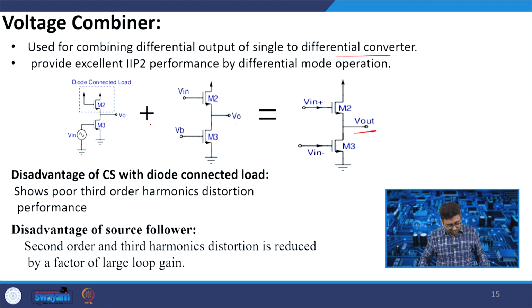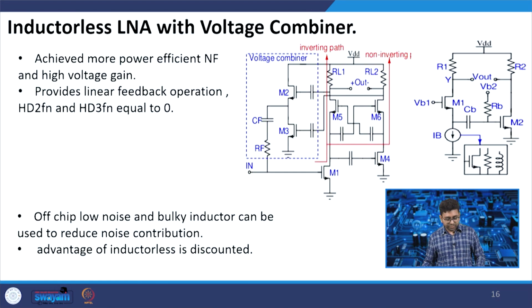What is the disadvantage of common source with a diode connected load? It shows poor third order harmonic distortion performance. And the disadvantage of a source follower is that second order and third order harmonic distortion is reduced by a factor of a large loop gain. So various configurations can be used to do the voltage combination, and we can use an inductorless LNA with a voltage combiner. Here the voltage combining has been done, and that will help to improve the linearity performance.